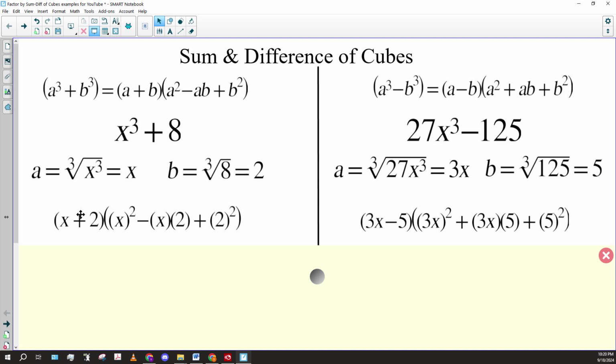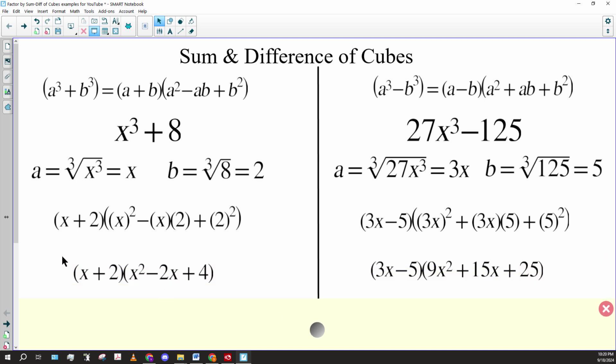So this would be x plus 2, and then this would be x squared minus x times 2 plus 2 squared. And then, of course, you just simplify. So x plus 2 is x plus 2, then x squared. We say 2x, not x2, so 2x. And then 2 squared is 4, with the signs from the formula.